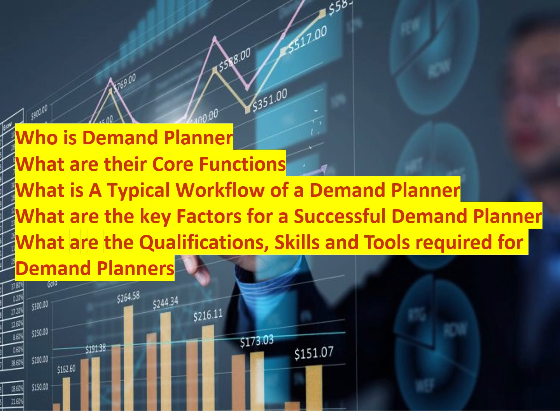In this presentation, we will cover the definition of a demand planner, their core functions, a typical workflow of a demand planner, key factors for a successful demand planner, and then qualification, skills, and tools for demand planners.